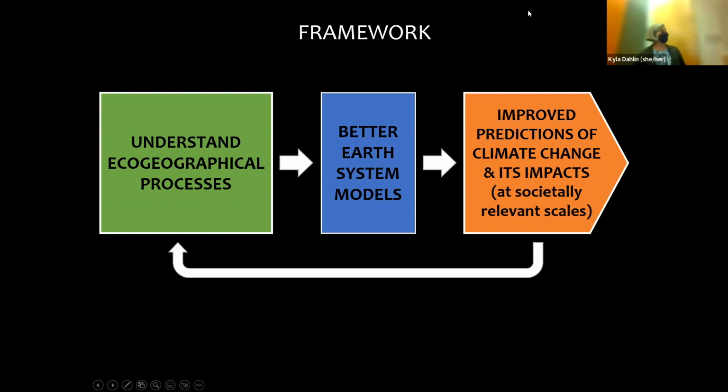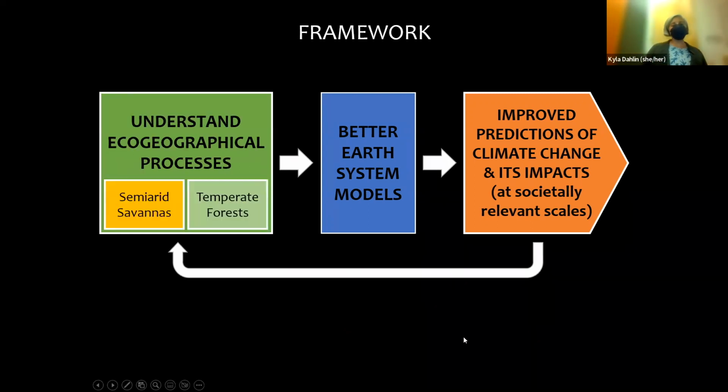So that's the idea. Try to understand stuff, put it into models, see how those models compare to reality, maybe make some predictions, and then try again and again and again. The two areas that I am most interested in geographically are semi-arid savannas and temperate forests. And so that's what I'm going to talk about today.